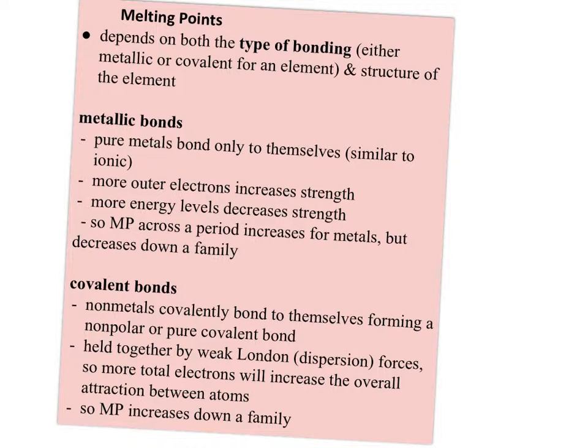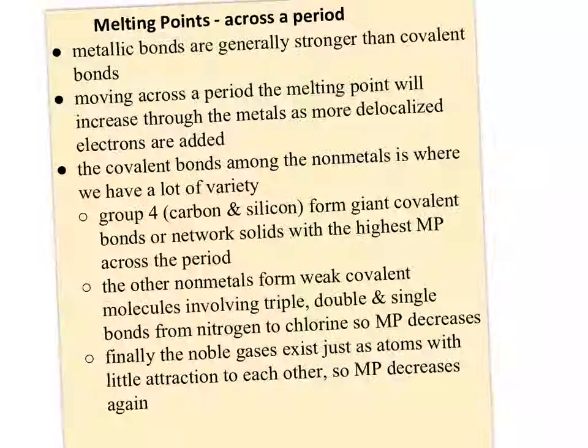The nonmetals have just the opposite going on because nonmetals bond covalently to themselves and form a nonpolar or pure covalent bond. So that means the only thing holding them together are these weak London forces or dispersion forces. So more total electrons, whether they're inner or outer electrons, just more total electrons will increase the overall attraction, make it more likely that a dispersion force, a temporary dipole, occurs. So we're going to see melting point increasing down a family for nonmetals. Within the family, it gets a little bit goofy.